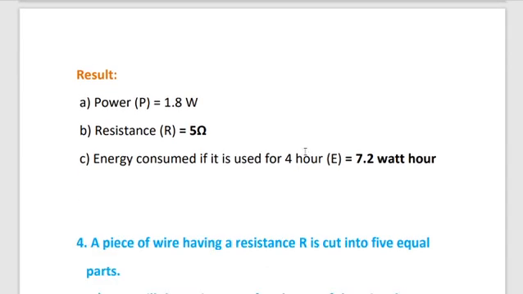Then next write the result. Power P is equal to 1.8 watt. Resistance R is equal to 5 ohms. Energy consumed if it is used for 4 hours, E is equal to 7.2 watt hour.